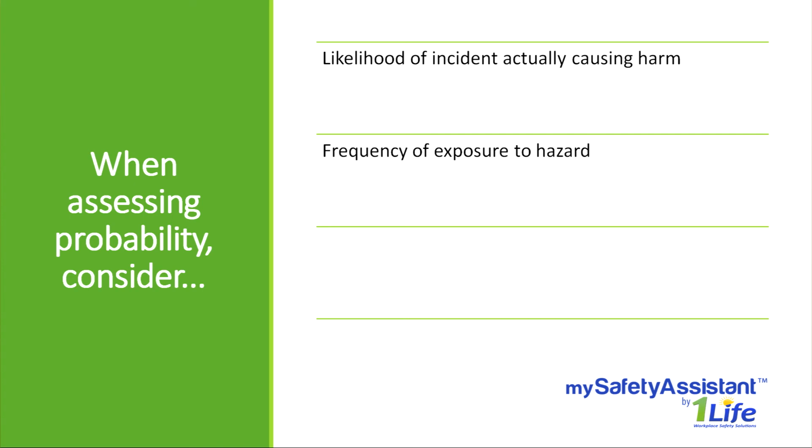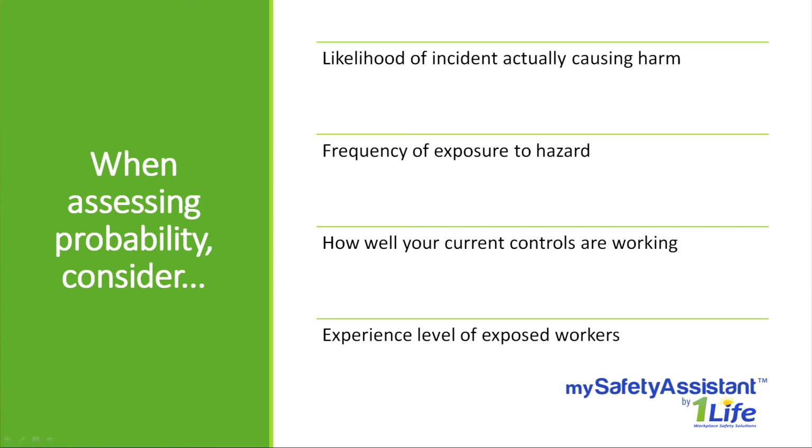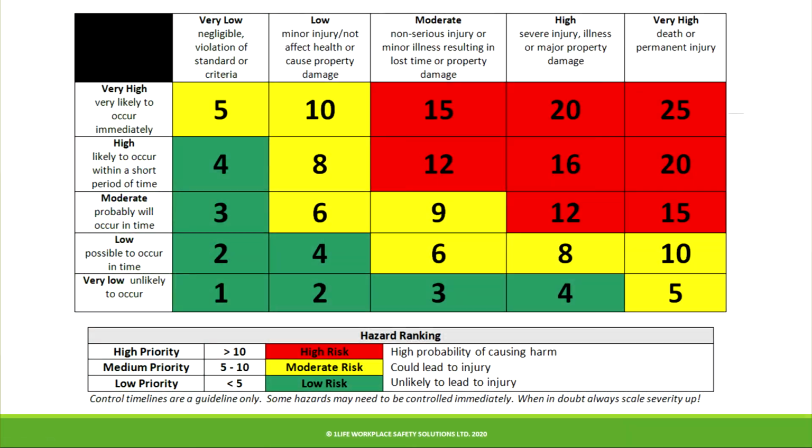You want to also be looking at how well your current controls are working. You want to look at the experience of the workers involved. Are they new workers with limited experience? Are they really experienced workers who are complacent? Are they really experienced workers that are really on the ball? Those are some of the things you want to consider. Typically you'll have a hazard ranking matrix and you will select a number, typically between 1 and 4 or 1 and 5, for severity as well as for your probability, and you rank your hazards accordingly.